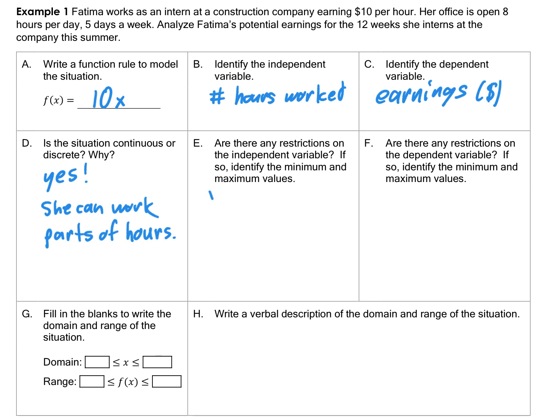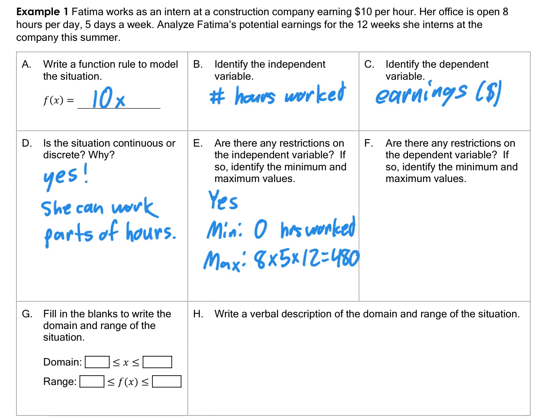Next, we must consider, are there any restrictions on the independent variable? If so, identify the minimum and maximum values. Well, Fatima cannot work less than 0 hours. That means her hours worked have to be positive. And for the max, well, her office is only open 8 hours a day, 5 days a week, and she's interning for 12 weeks. That means the maximum number of hours she can work is 8 times 5 times 12, or 480. So yes, there are restrictions. The minimum is 0 and the max is 480.